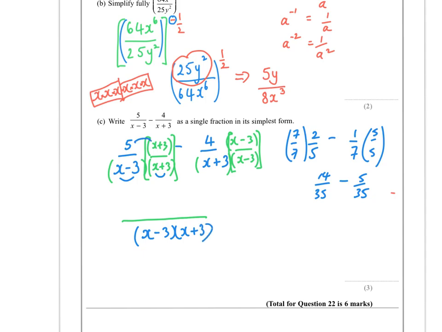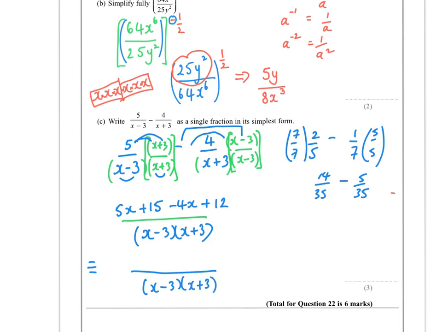So you've got 5x plus 15. Now be very careful here. Minus 4x. And then the two minuses here would make the plus. 4 3s are 12. And then keep your denominator here. And then you've got 5x, take away 4x is x, 15 and 12 is 27.